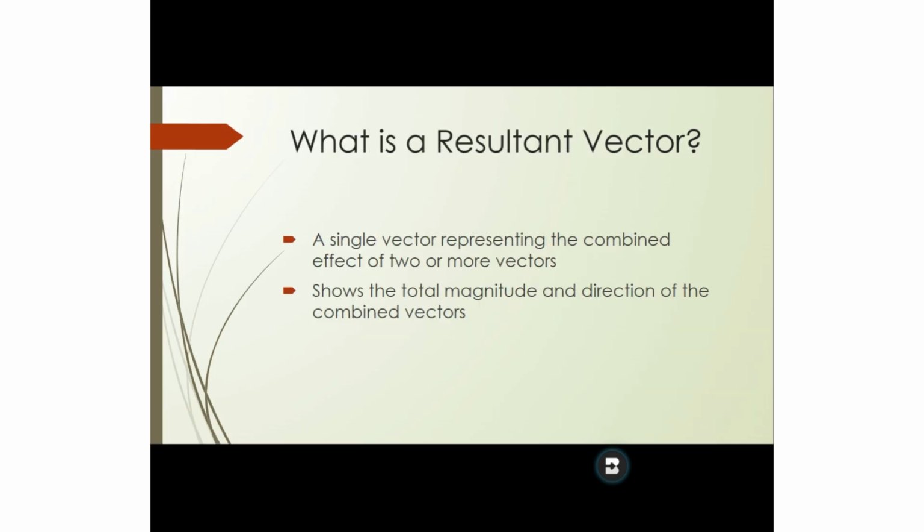Now let's look at what a resultant vector is. A resultant vector is a single vector representing the combined effect of two or more vectors. It's there to show the total magnitude and the direction of the combined vectors.